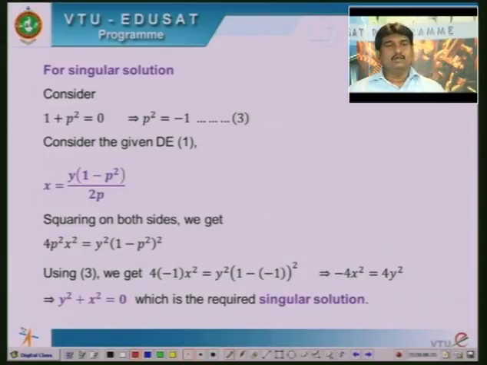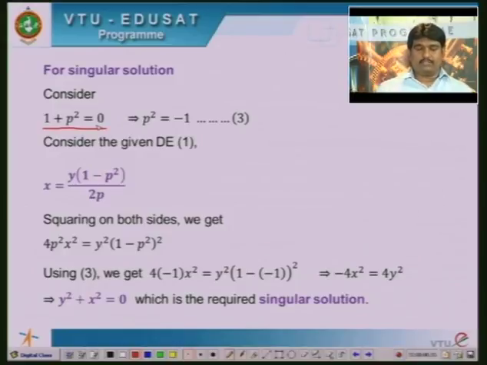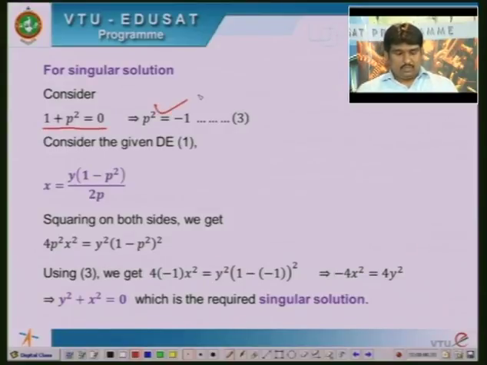Now method 1 is when you have a factor free from derivatives. When you equate it to zero and eliminate p from that equation and the given differential equation, you get a relation in terms of y and x containing no arbitrary constant, and that equation is a singular solution of the given differential equation. As I said earlier, the factor free from derivatives was 1 plus p square equated to 0. You get p square equals minus 1, and from the given differential equation we have x equals y into 1 minus p square divided by 2p.